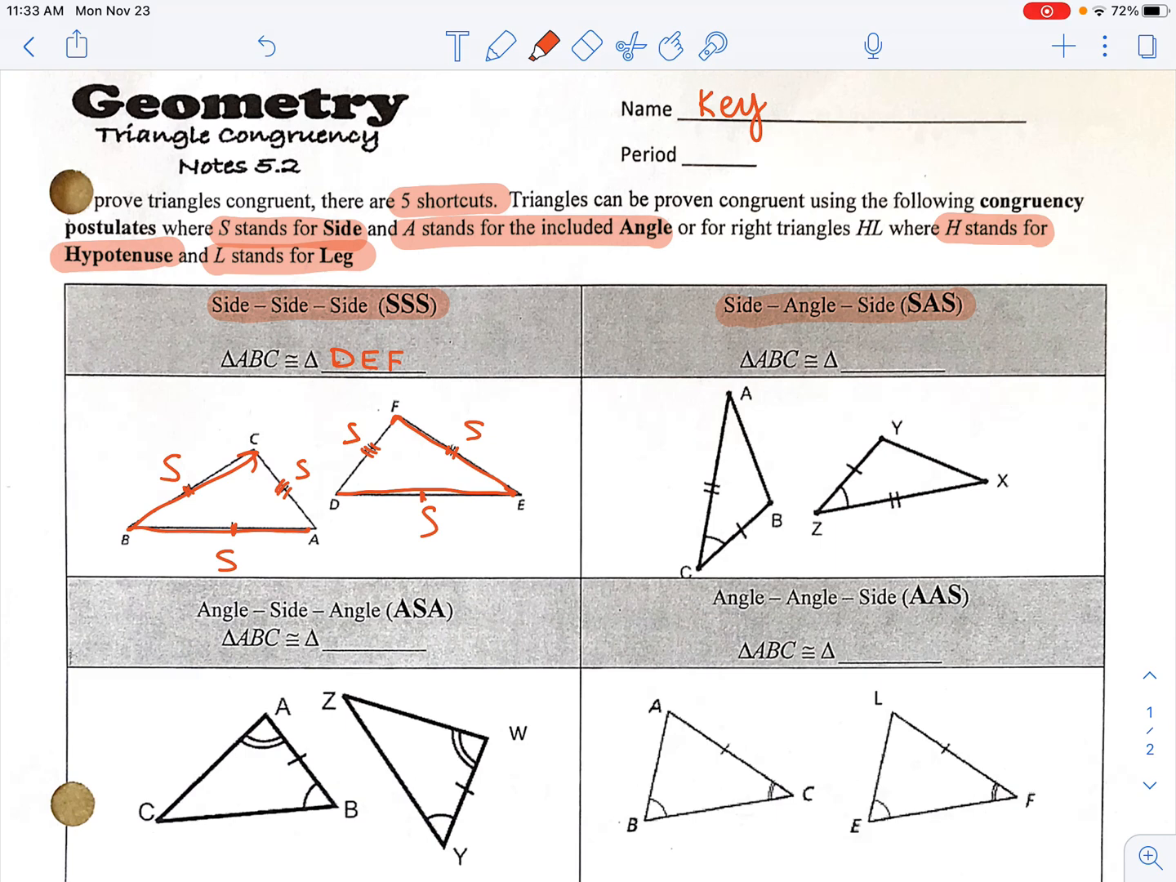The next one is side, angle, side. This is when you have an angle that is in between 2 sides, hence why it's side, angle, side, or SAS. The angle is going to be in between the 2 sides that have congruent markings. So if we look at this example, we've got a side here and a side here, and notice how the angle is in between them. Over here, we've got that side with the 2 tick marks, and the angle in between them. So those would be congruent. So if this one's named triangle ABC, the congruent one would be XYZ.